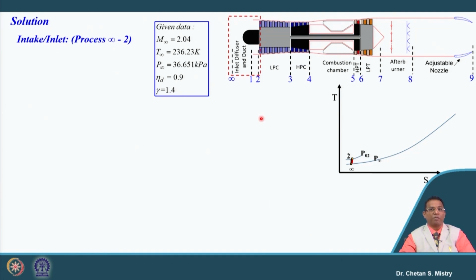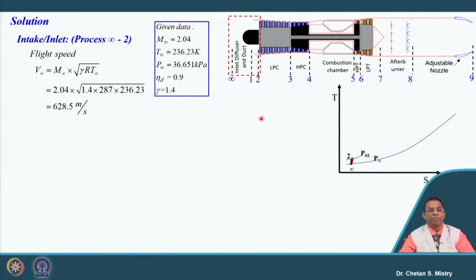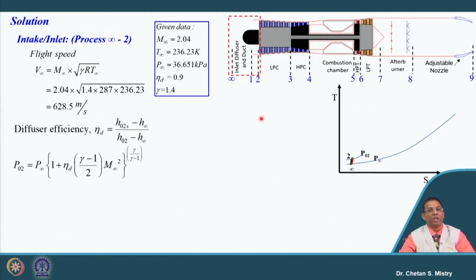So the very first component here is our intake. Since we have our entry Mach number, 2.04, in this case we can do our calculation for flight speed, that is M infinity into square root of gamma R T infinity. Let us put this number. By putting this number, it says my flight speed is 628.5 meter per second.